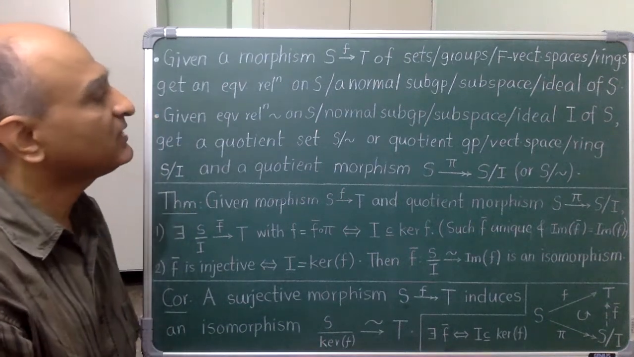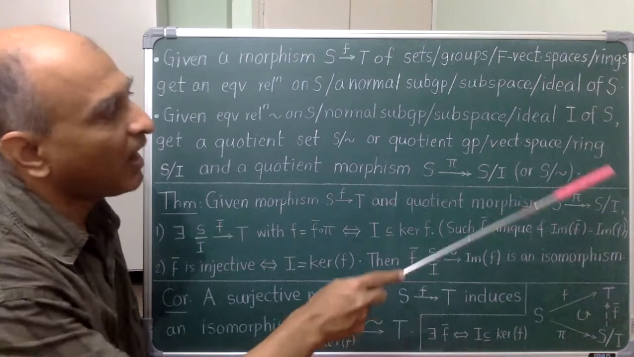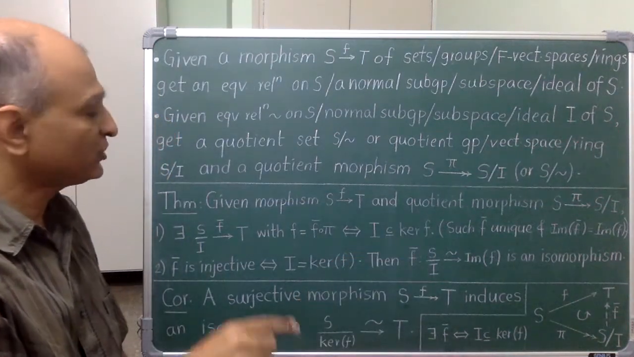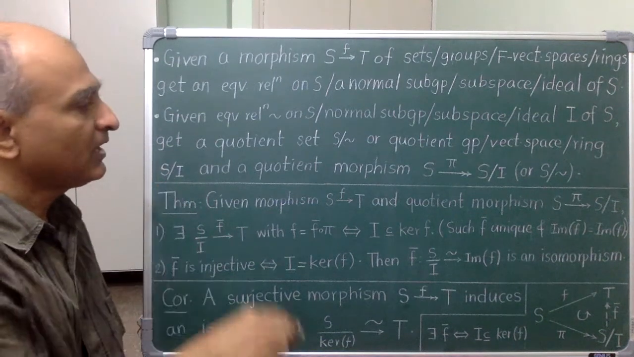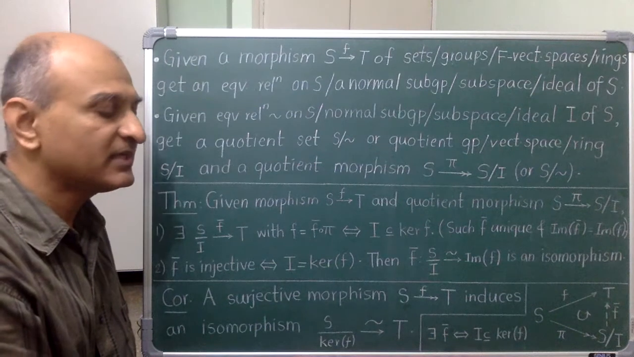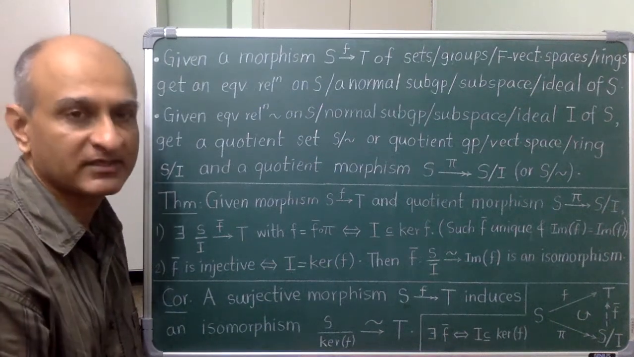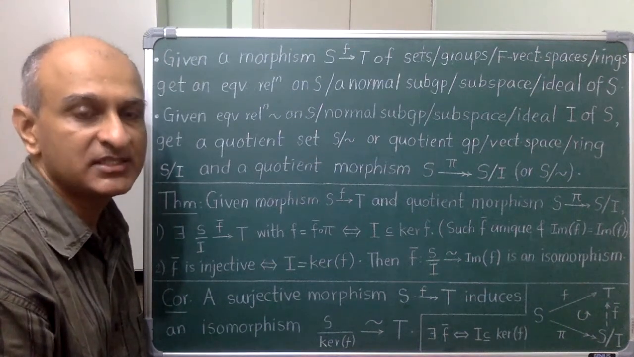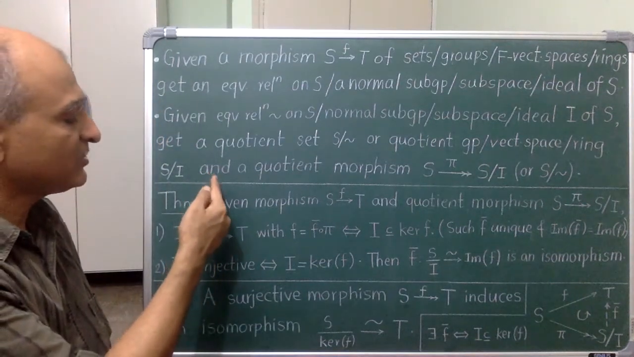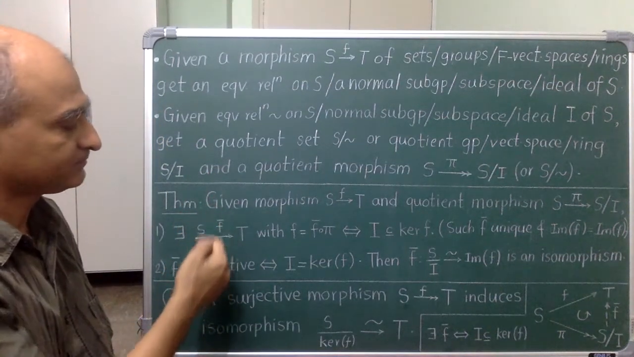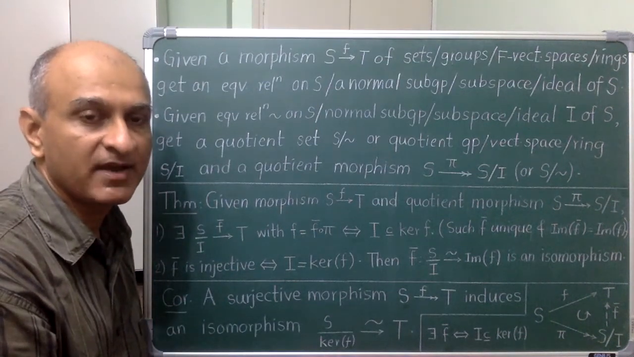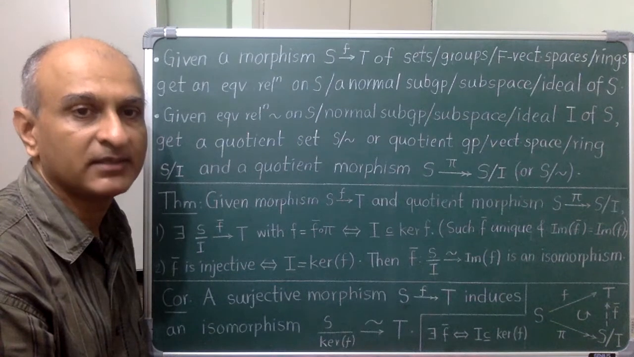Conversely, given a requisite substructure I of an object S, I get the quotient object S mod I and the quotient homomorphism pi. You have already seen this for groups and for vector spaces, and we check this for rings. Finally, I have the statement of the isomorphism theorem. So, please try to understand it, justify it, and fix it in your mind.